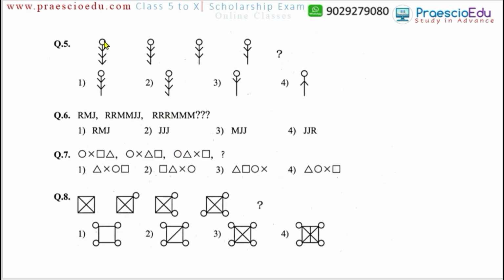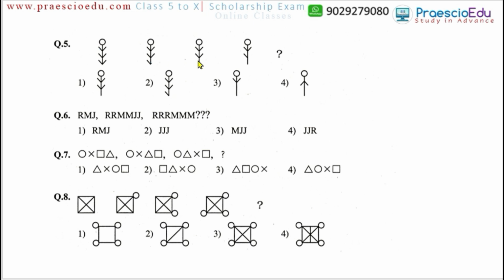Now question number 5. There is a circle and then a vertical line. After this, there are three small inclined lines on the left side and three on the right side. From the bottom, on the right side, one line disappears, or we can say it is hidden.